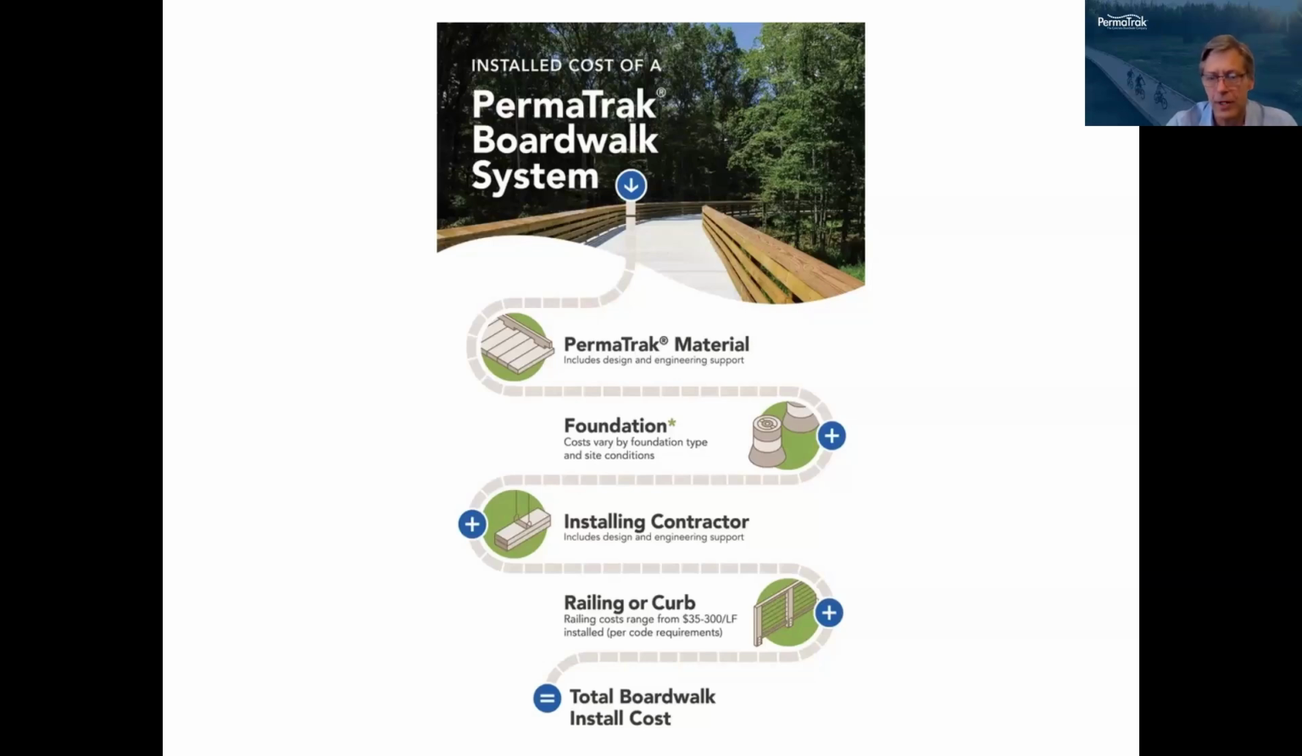So the foundation has a very large impact, and we have an article on our website that takes you through the different estimated square footage cost. How much does a boardwalk cost? You can put that into the search bar on our website. Depending on the foundation type, that can be anywhere from $70 a square foot to $150 a square foot. And the variable there that you'll see is the foundation type.